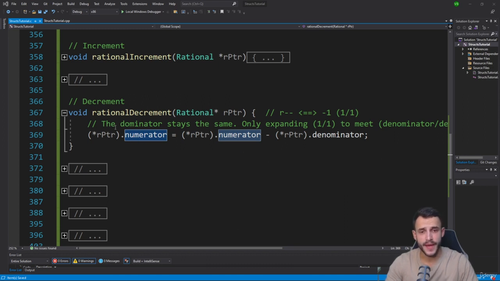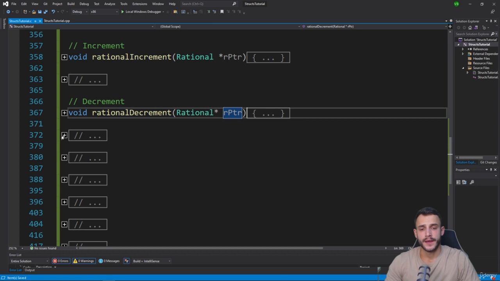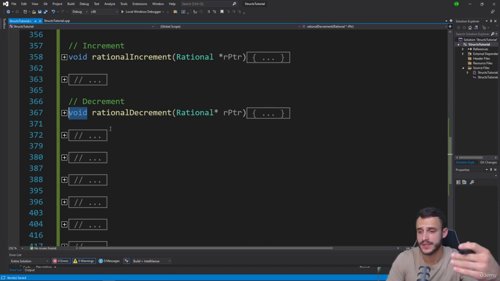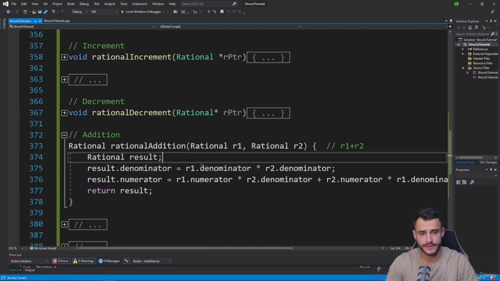So that's about the decrement operation, very similar to the increment. The calling of this function will also be very similar. Okay, so I hope it's clear. And both of these functions were basically of a void type, since we do not return anything. We work on the same variable, so we send the address of this variable. Later on, we have this addition function.